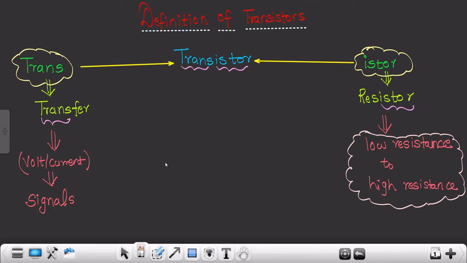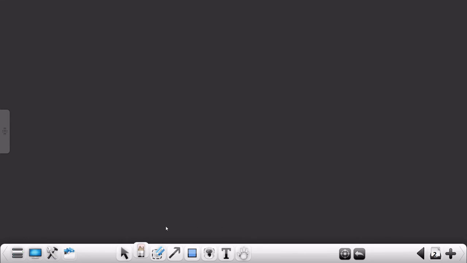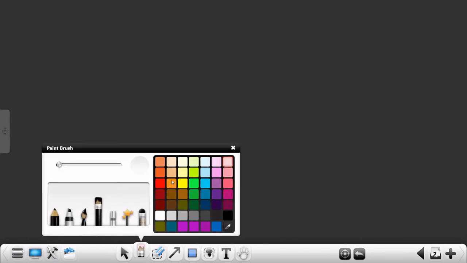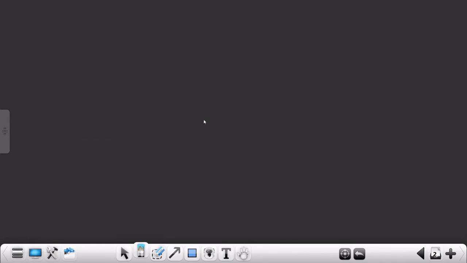So this is a short diagram which will help you clear your idea of the definition of transistors, right? So over here I will write the definition of transistor.